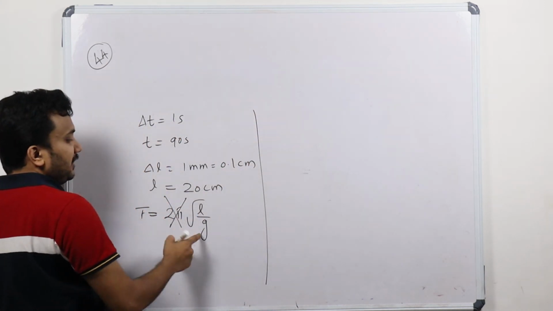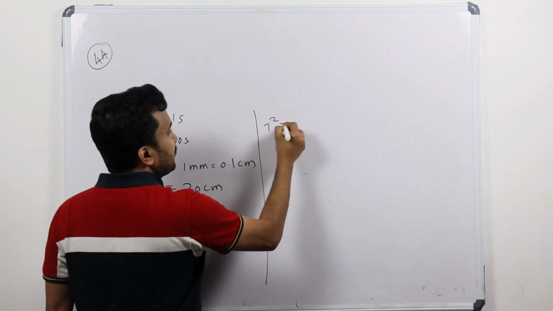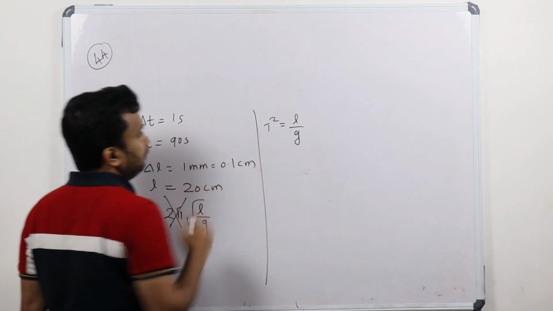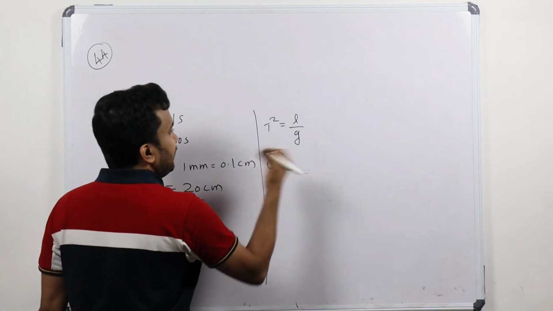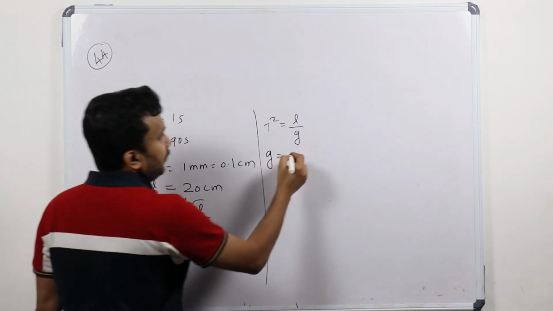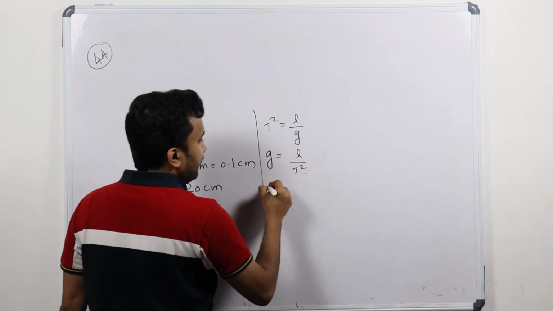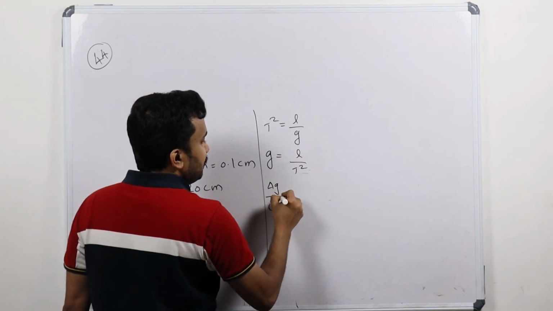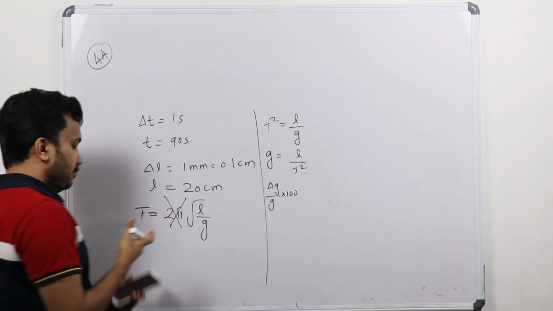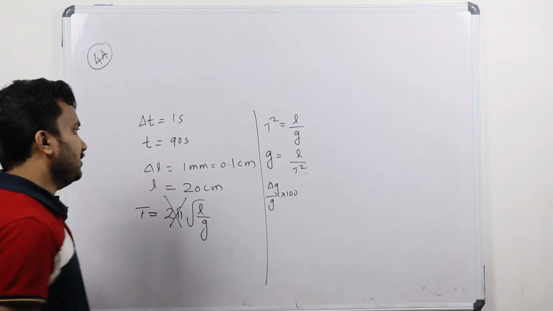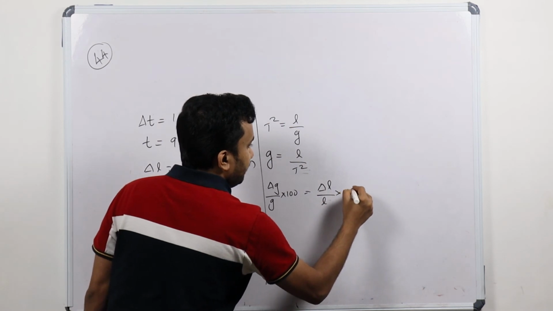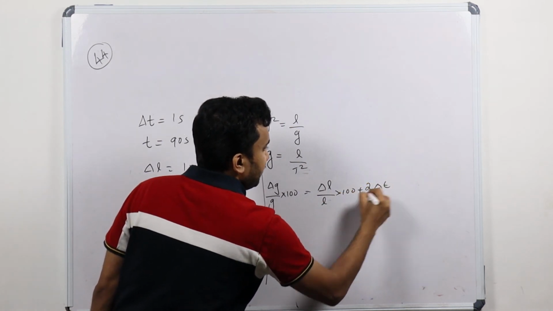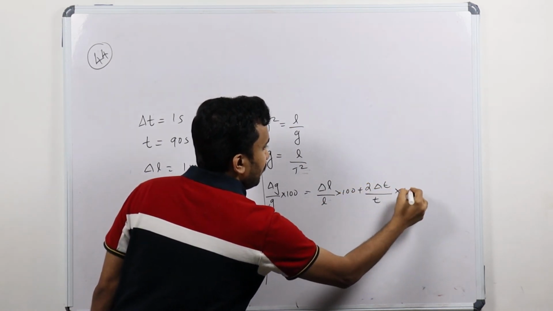We need to find out g. So squaring both sides, T square equals L by g, and g will be equal to L divided by T square. Delta g divided by g into 100. All options are given in terms of percentage error. So this means delta L by L into 100 plus 2 times delta T divided by T into 100.